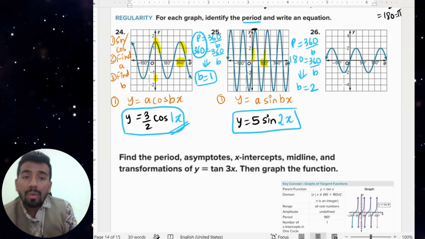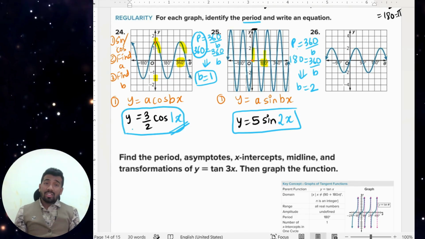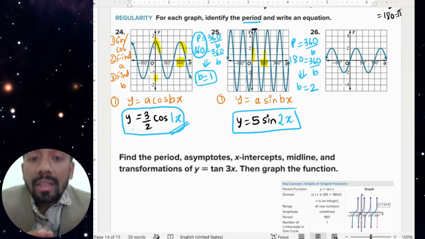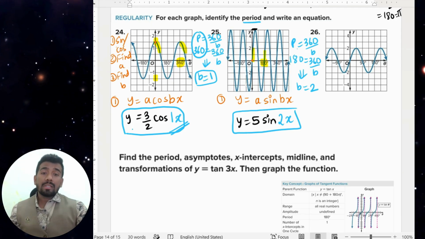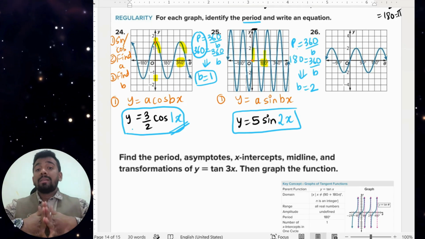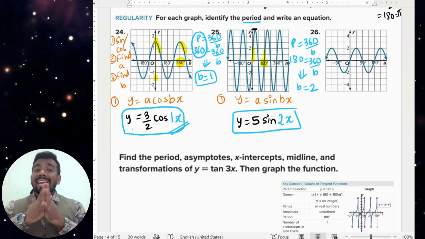Easy. Now pause the video and try the 26th question. Okay, so that's it. At this moment we'll stop over here, because next in part 5 we will do the next part. Okay, the asymptotes, the midline transformation.